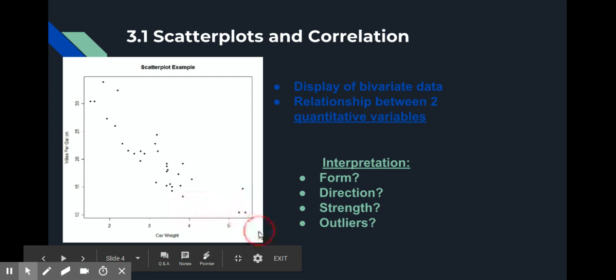Strength has to do with the strength of the linearity. Is it weak, moderately strong, or strong? In this example, it looks moderately strong because the data points are relatively linear but not perfectly linear. And finally, are there any outliers? Are there any observations outside of the pattern? In this example, there's no obvious outliers, but maybe a suspected one at (5.5, 15) right here.